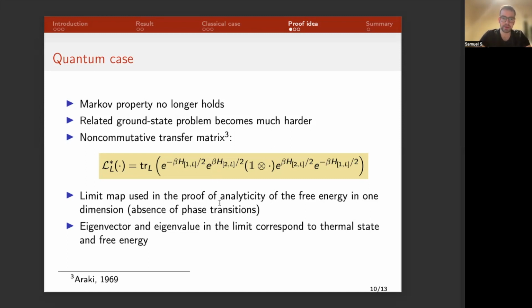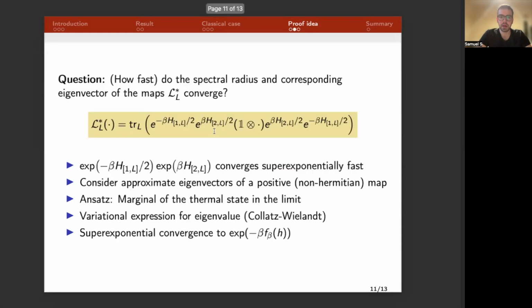Nevertheless, in this limit and with a certain notion of C-star algebras and states on C-star algebras, he could prove that eigenvalue and eigenvectors of this map correspond to free energy and thermal state, but just if you take the limit of this map. So the idea for us is then, what can we do if we just consider finite dimensional maps, in particular these maps written down here? Do their spectral radii converge to the spectral radius of the limit map? And also, what about the corresponding eigenvectors then?